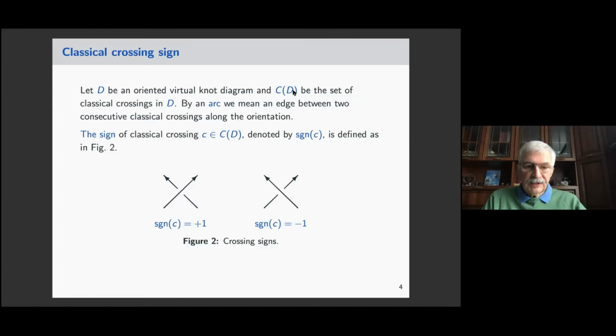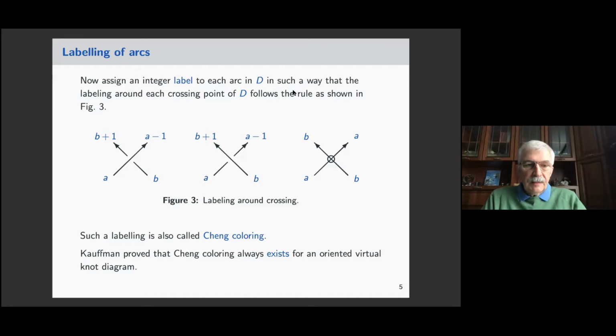The other parameter is related to labeling of the diagram. So we consider a diagram of a virtual knot. We have classical crossings presented here, and also virtual crossings presented here. We follow the following rule: we have two incoming edges and two outgoing edges for each crossing.